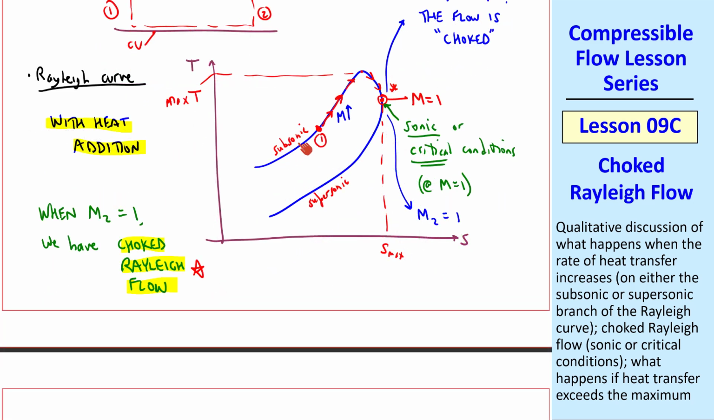We're dealing just with the subsonic branch in this case, but I'll also talk about the supersonic branch. If we start somewhere here, Mach number decreases from some M greater than 1 to M equal 1 in that case, and the flow still becomes choked.